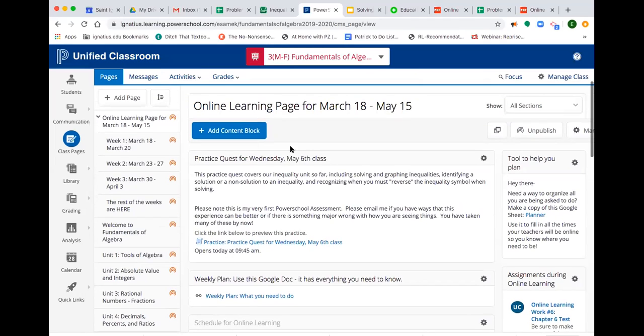So if you're on the learning page, it should be the first page that pops up: online learning page for March 18th through May 15th, and then it's right here. And once you're done with the quest, you can leave. Or if you have another class and you have to leave, you can leave as well.